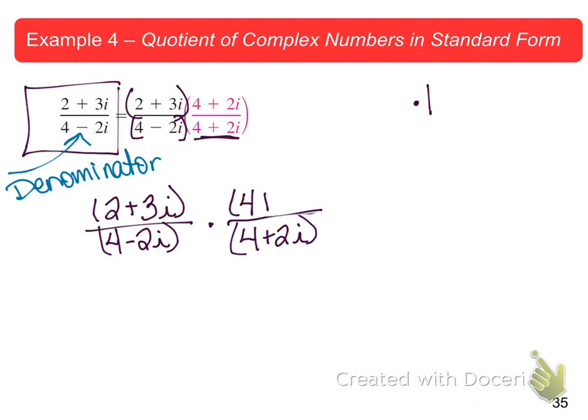Sorry about that. It's 4 plus 2i. Okay? Let's try this again. 2 times 4 is 8. 2 times 2i is 4i. 3i times 4 is 12i. 3i times 2i is 6i squared.